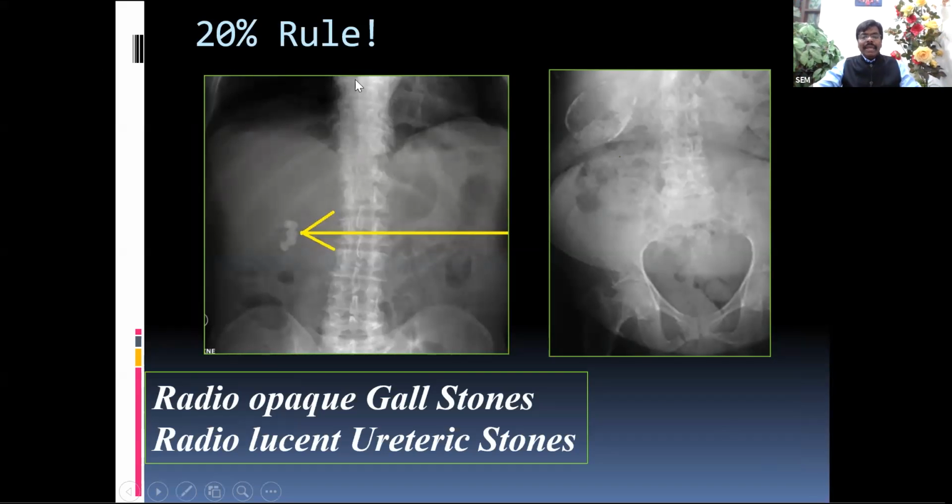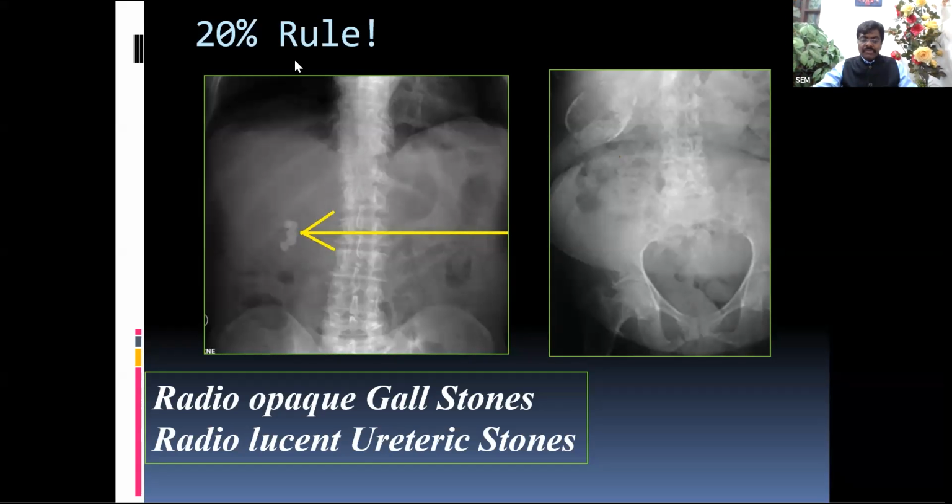That is plain X-ray. Whether you will be able to see the gallstones, if they ask you in the exam, you tell: the gallstones are predominantly radiolucent. In other words, 80% of the gallstones are radiolucent. That means they will not be seen in the X-ray. Only 20% will be seen. That's why we say the 20% rule.